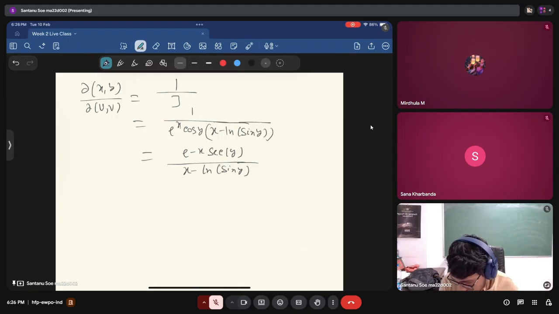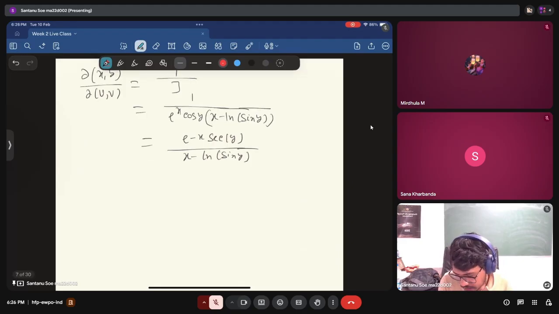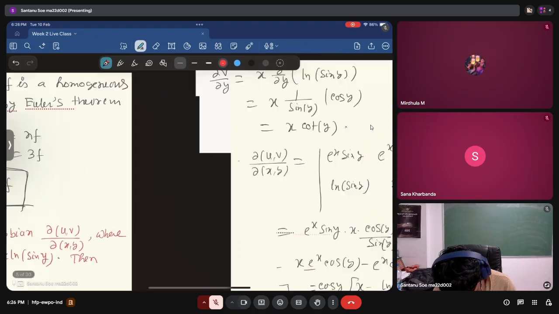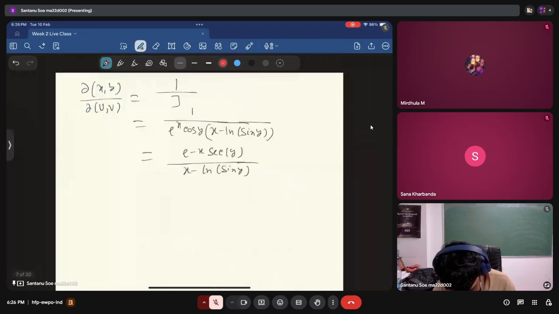Okay. So now I'm going to go to the next question. This is regarding tangent plane and normal line. So this is question number 4.